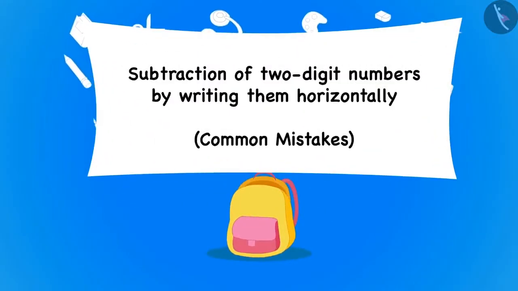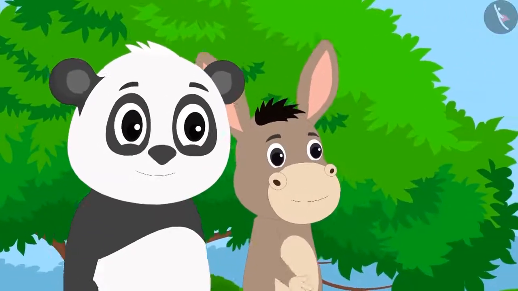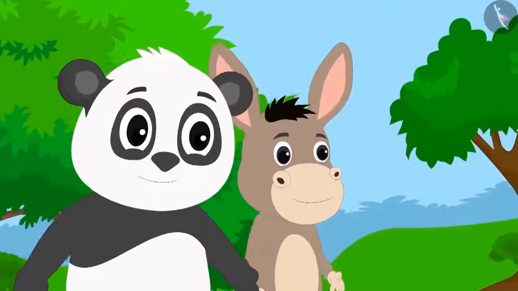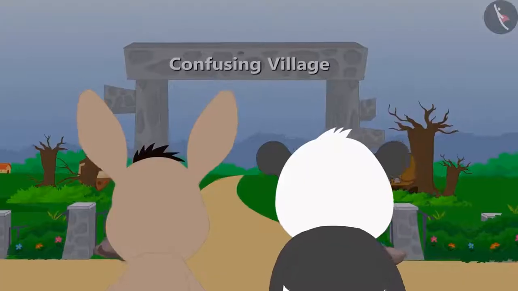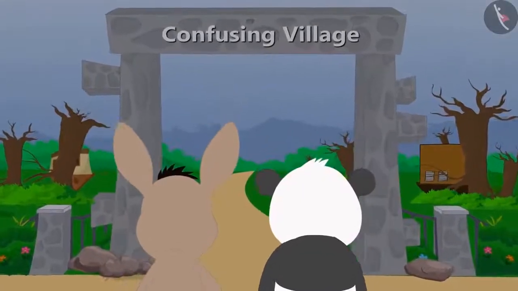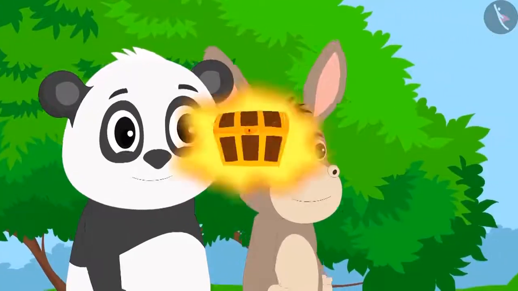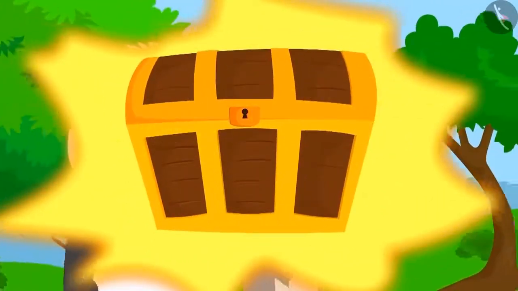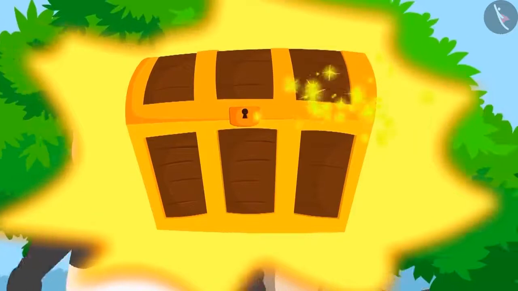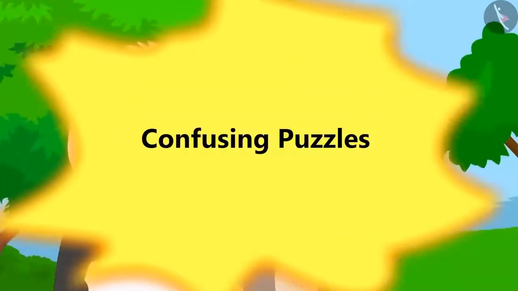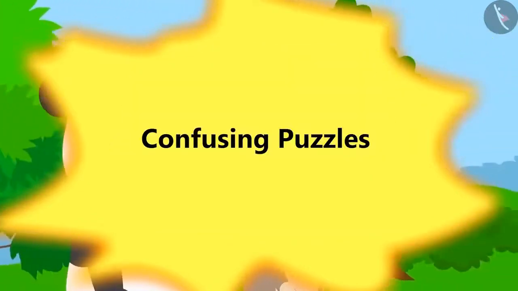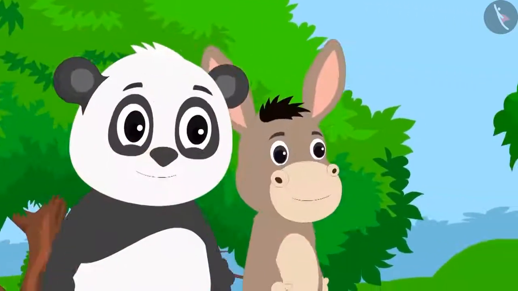Children, in this lesson, we will look at some common mistakes that are made while subtracting 2-digit numbers. One day, while walking around, Bhola and Golu Panda reached the confusing village of mathematics. A lot of treasure is hidden in the village. But to get it, they will have to solve the confusing puzzles of this village.